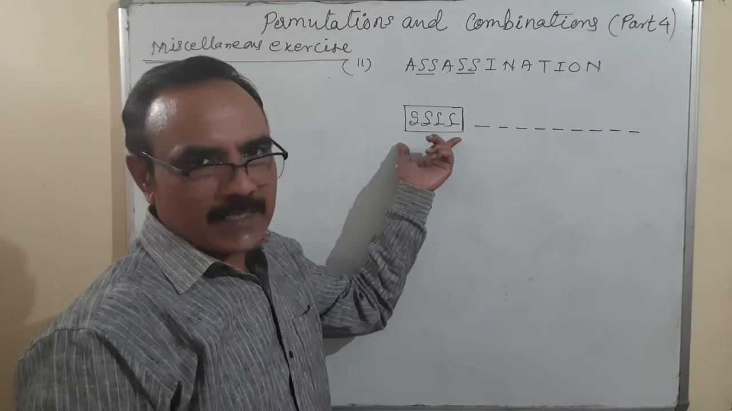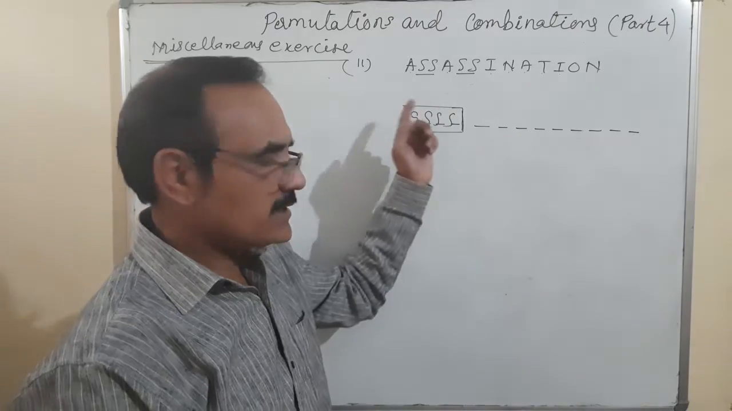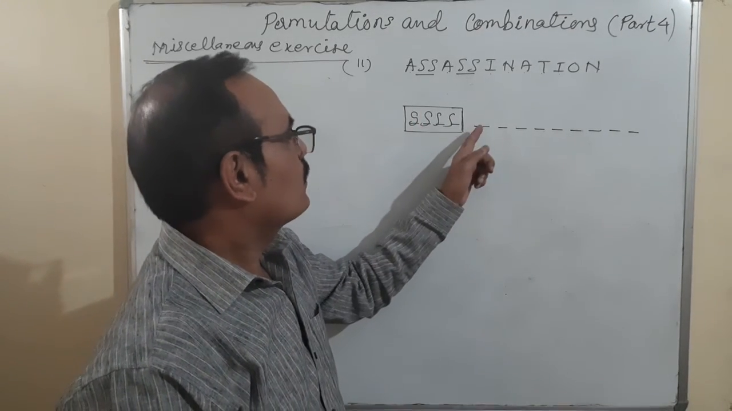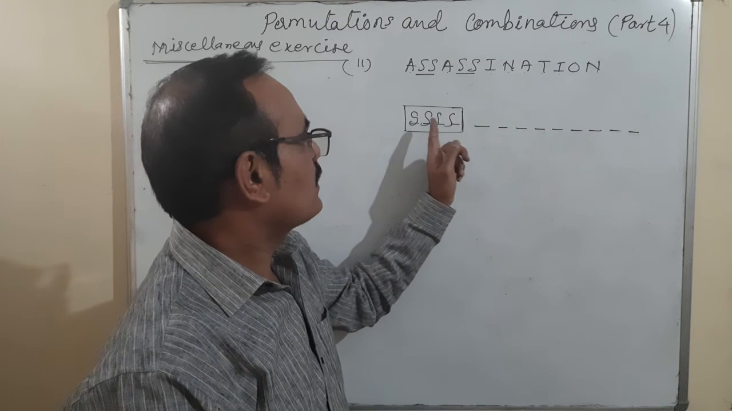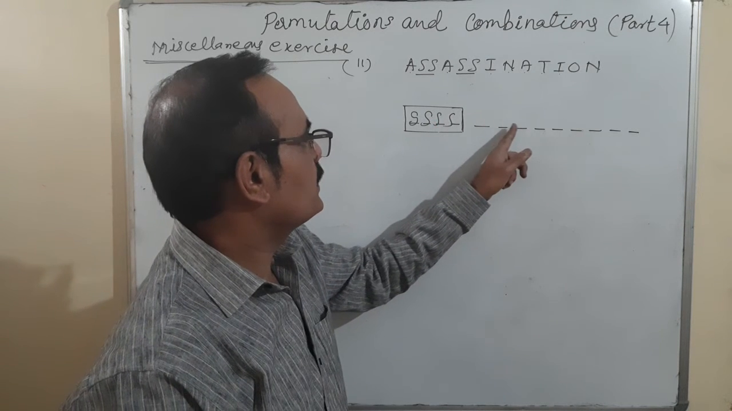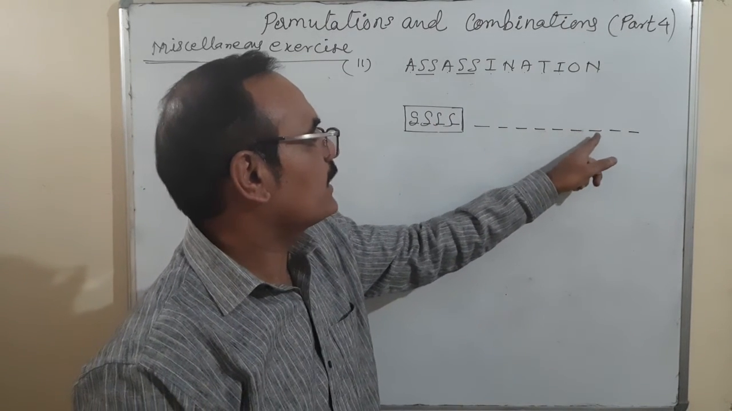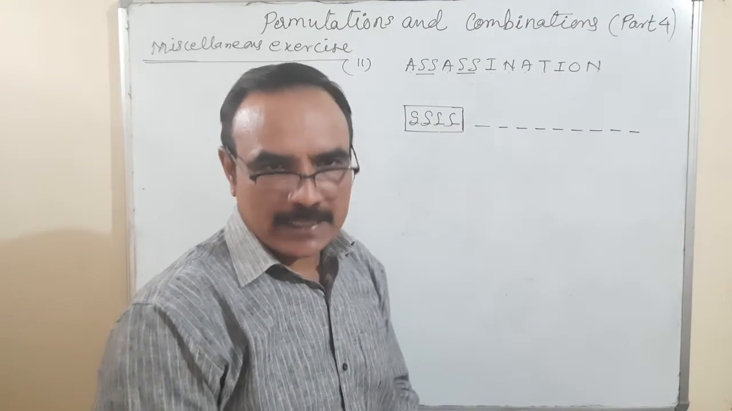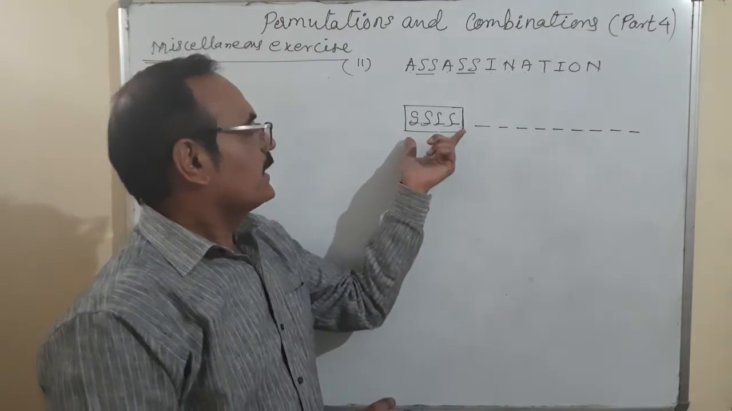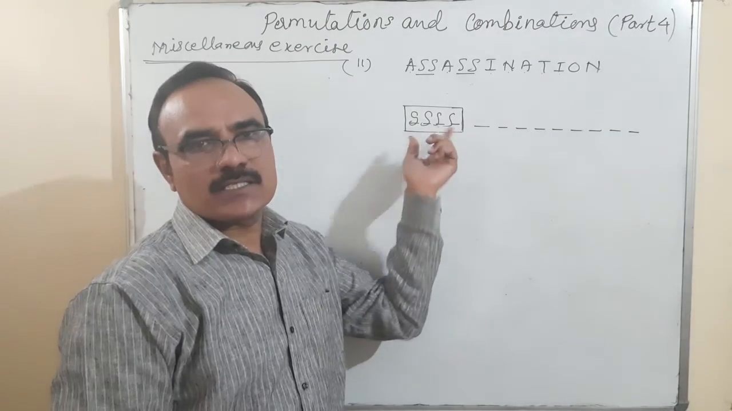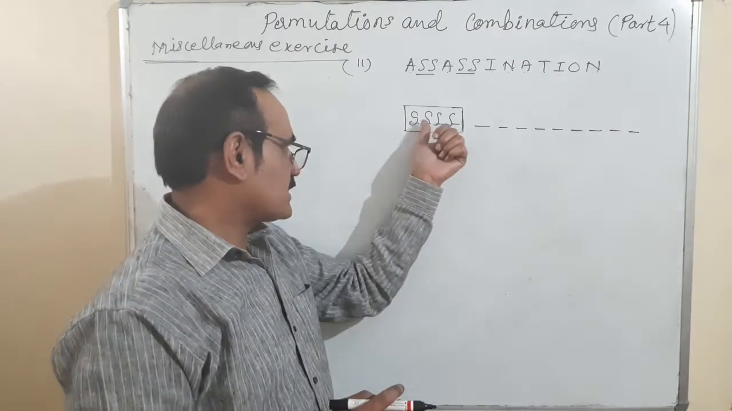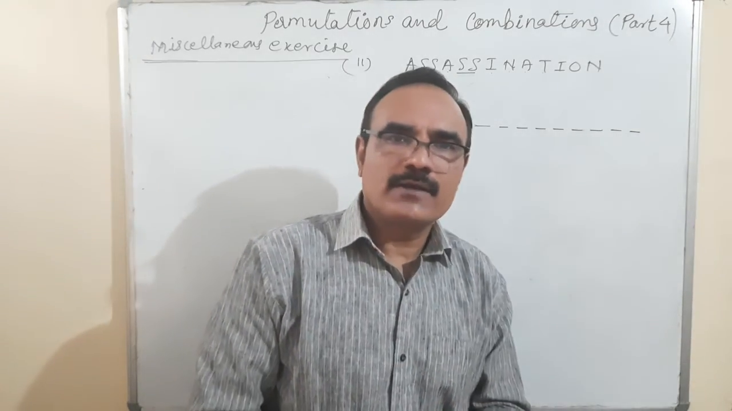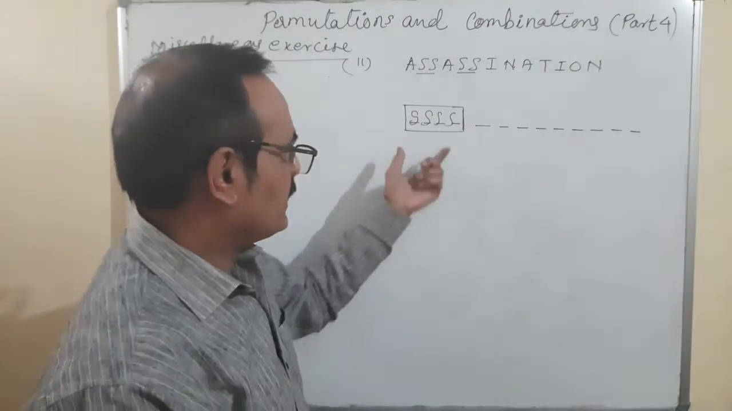This can be treated as one letter, because they are coming together. After this one, there are 1, 2, 3, 4, 5, 6, 7, 8, 9 other letters. The S's cannot exchange their places because all are similar. If this S comes here or there, it makes no difference. So factorial 4 will not be divided here.